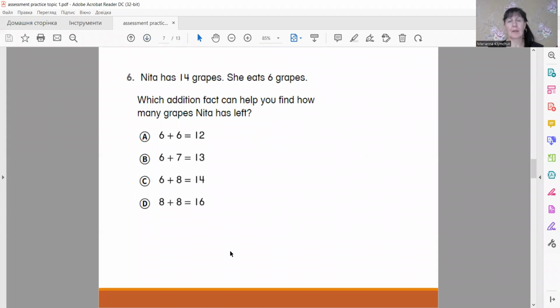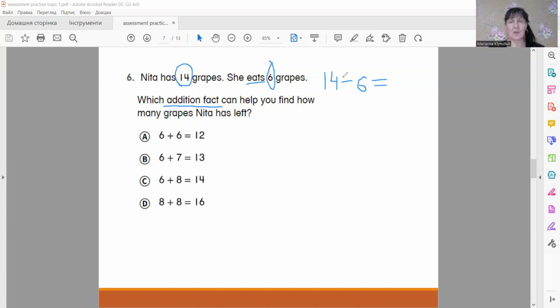Next one. Here we read the story. Nina has 14 grapes. We see number 14. She eats 6 grapes. We know that the word eats means minus. Okay, so actually what equation do we have here? We have 14 minus 6, okay? This is our equation. Now, the task is which addition fact can help you.